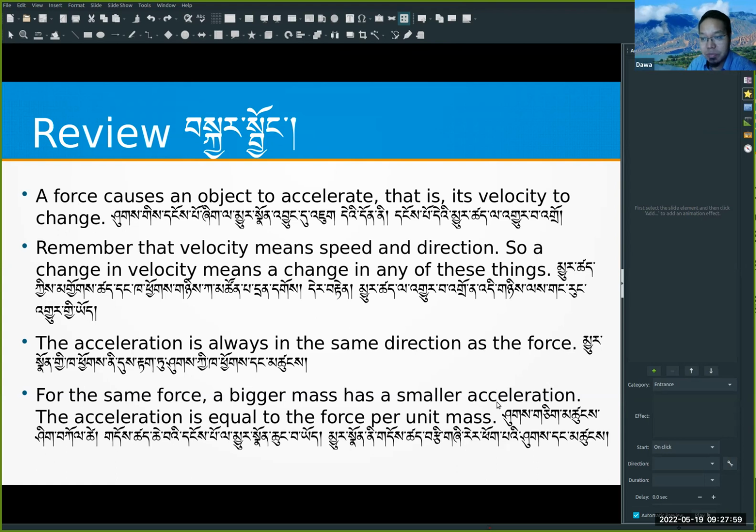Okay, so that's essentially Newton's second law. Actually, yeah, all four of these things are Newton's second law.